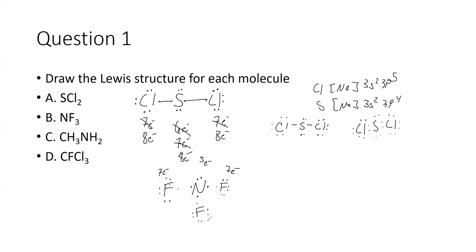Remember, the name of the game is to get to eight for everything. So make a covalent bond. When I do that, the things that have that covalent bond each increase by one. So fluorine's good. Seven, plus one. Fluorine's good.